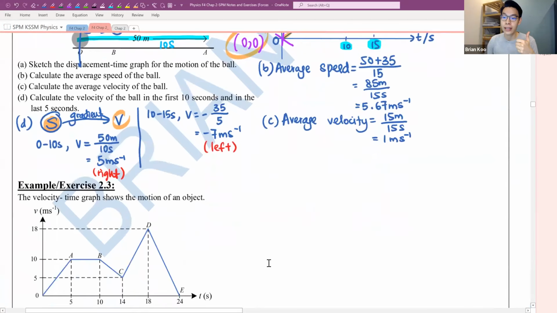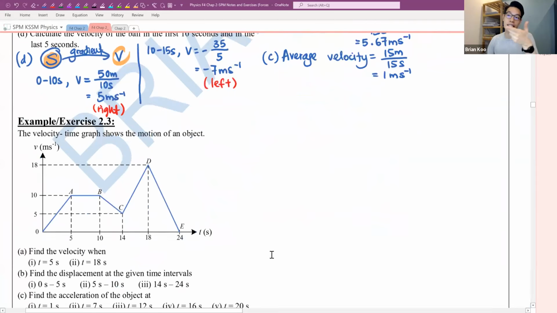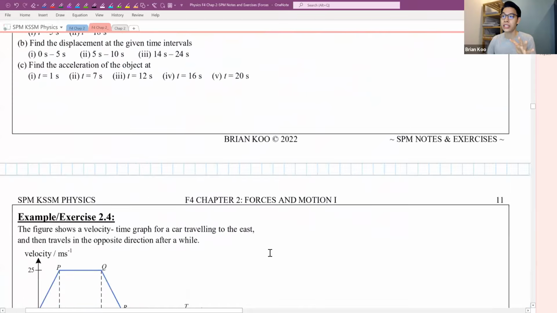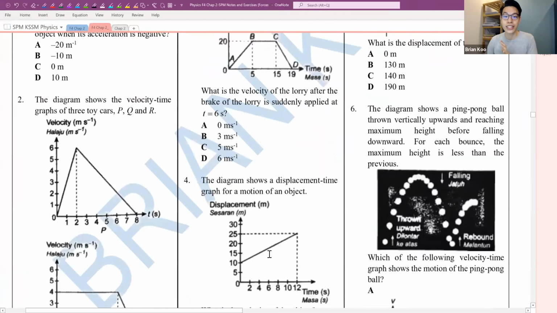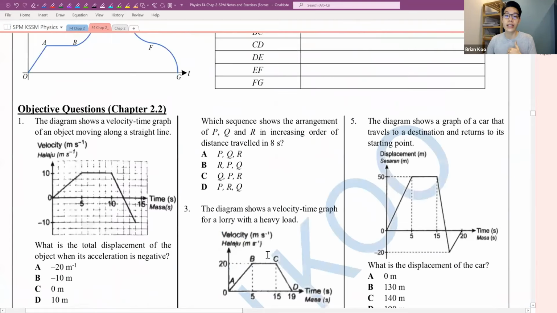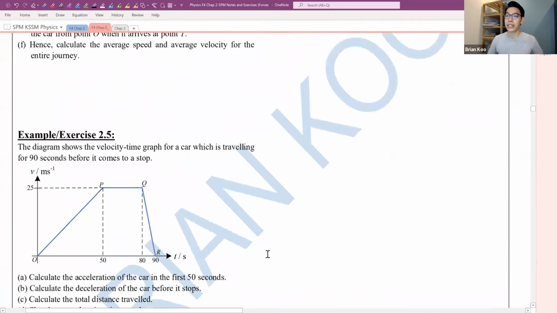Can? 2.3. Okay, because this is just the first two questions, we can do a bit more first. Then you have a lot of questions in the objective section. You can slowly practice there. Trust me, the objective questions will really help your understanding.